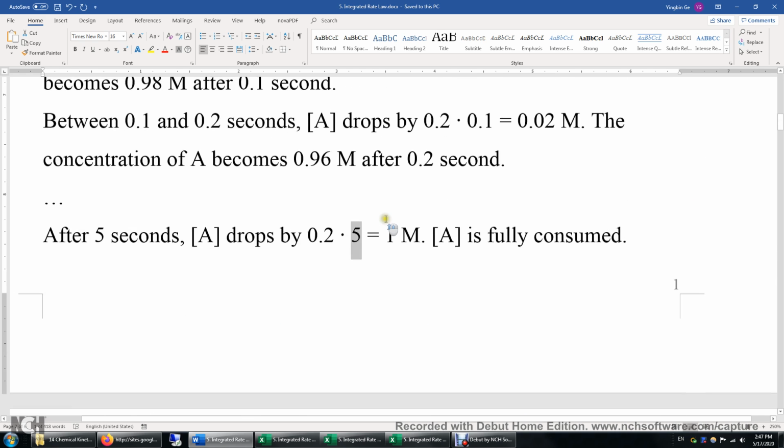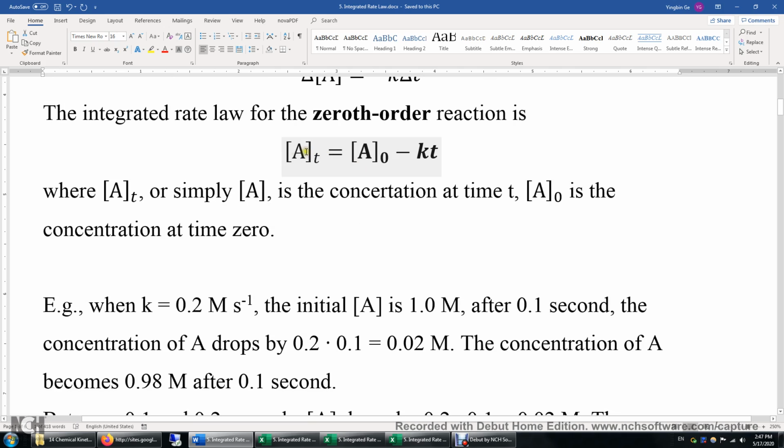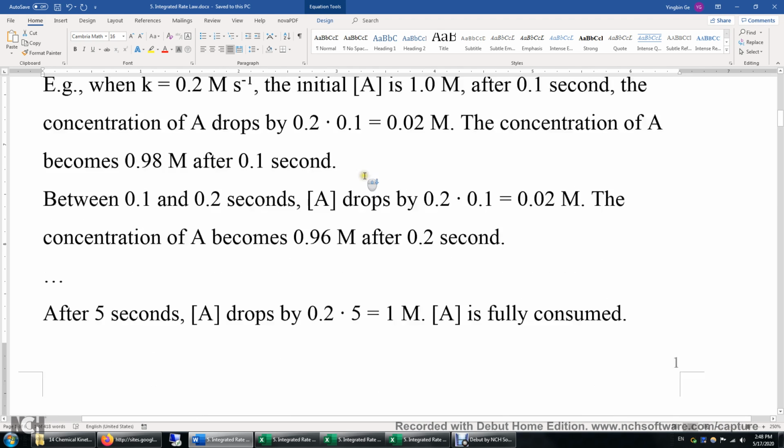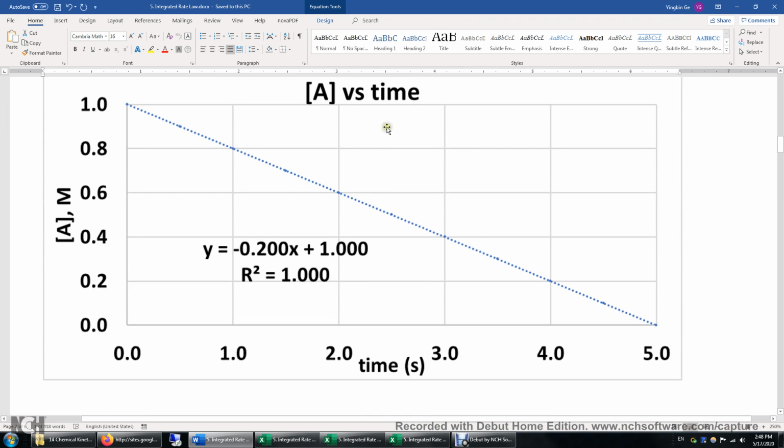All right, and I want to show you the equation again over here. That's the equation. This is the y. Time is your x. The slope is negative k. The intercept is the initial concentration of A. So again, once you get this graph, this slope is negative k. So k is 0.2, and this is the intercept or the initial concentration of A.